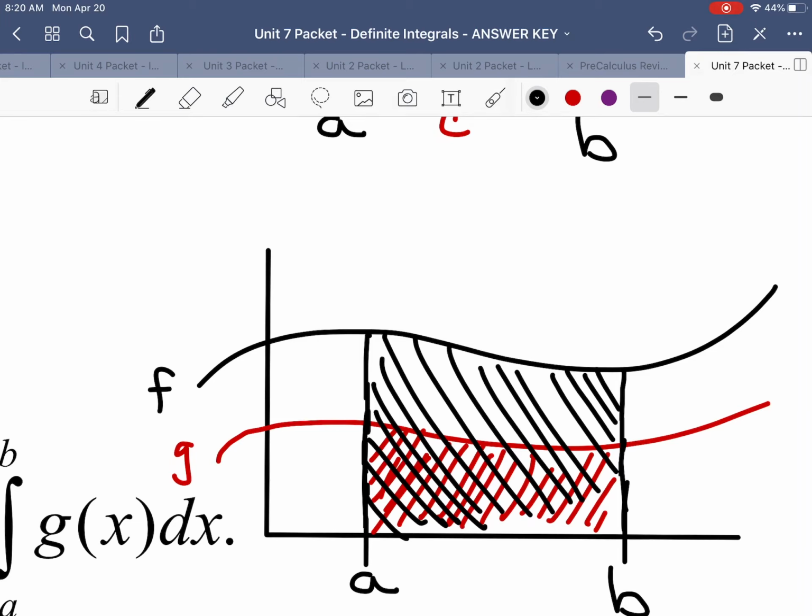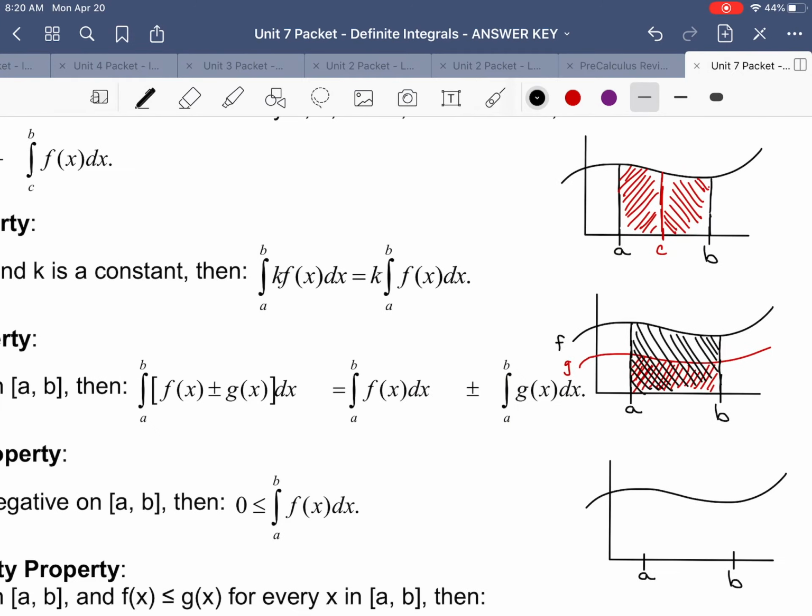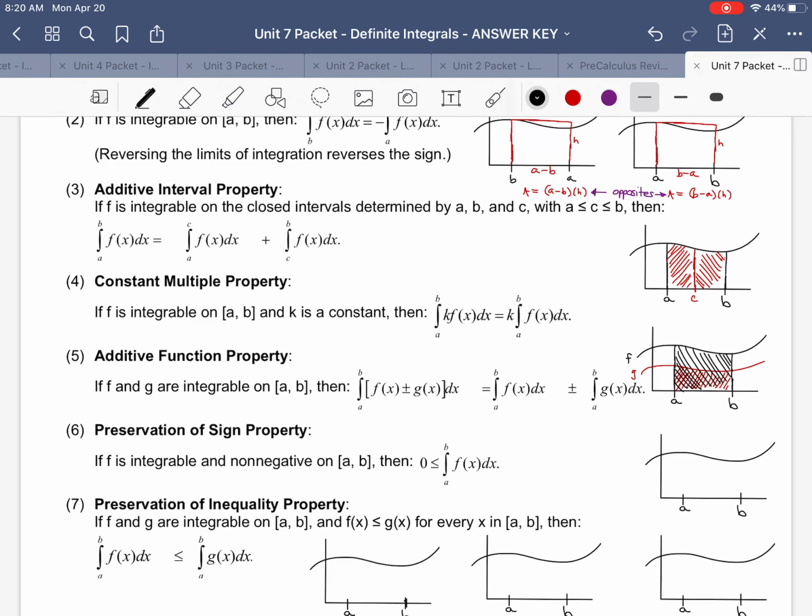But anyway, back to the matter at hand. I have area under g, area under f. So if I wanted to find the sum of the two, what I could do is take the red area and add it to the f area, which is the black area. Or I can take that red area, the g area, and subtract it from the f area. So a couple of possibilities there.